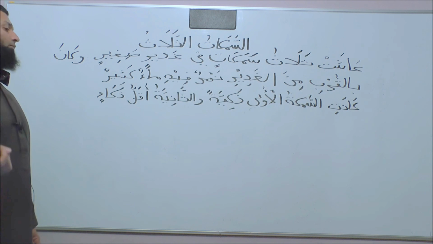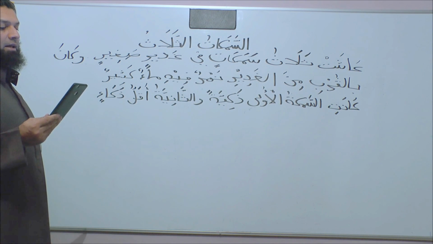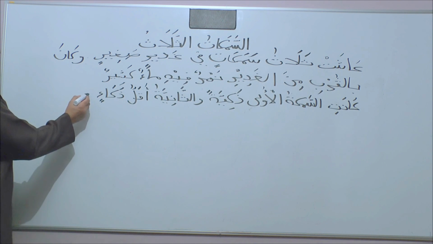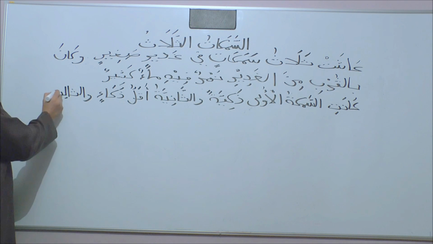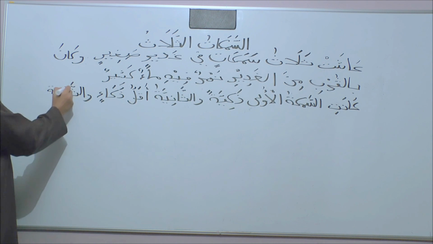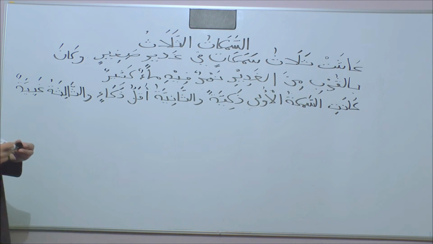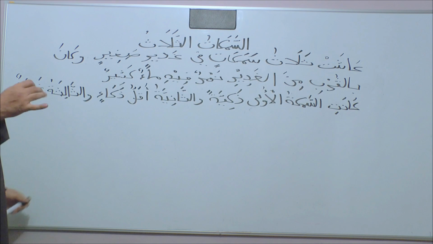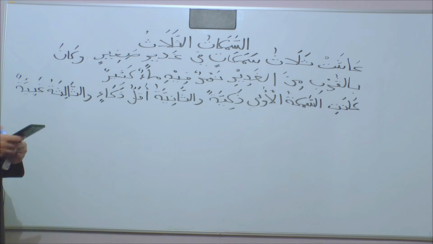وثالثة غبية. والثالثة غبية, meaning: and the third was stupid. غبي means stupid. غبية is the female version of stupid.